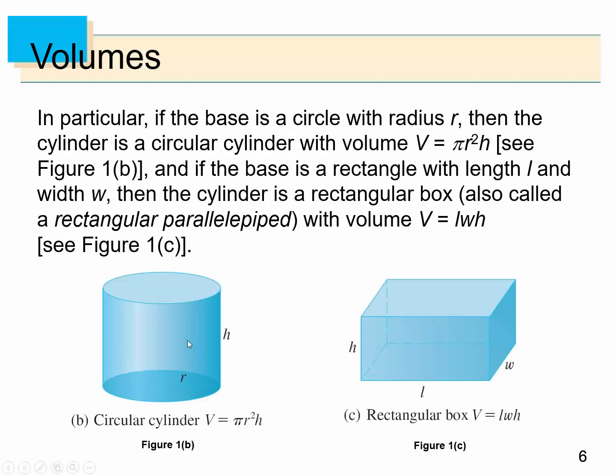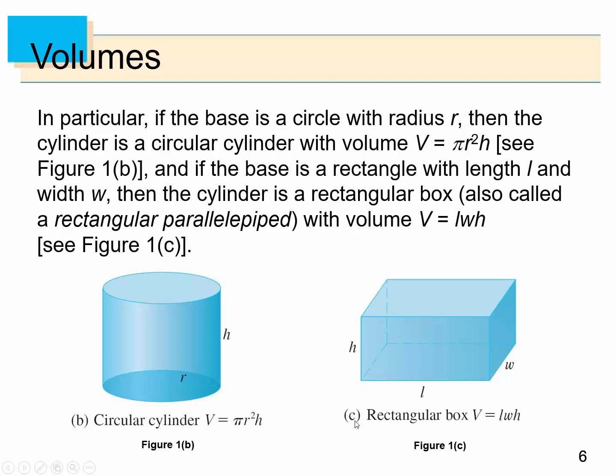Like here we have a right circular cylinder, right? Kind of the cylinder that we think of when we hear the word cylinder. And we know that its formula is pi r squared times height. But what's pi r squared? That's just the area of a circle. So hey, look at that. That's the area of the base times the height.